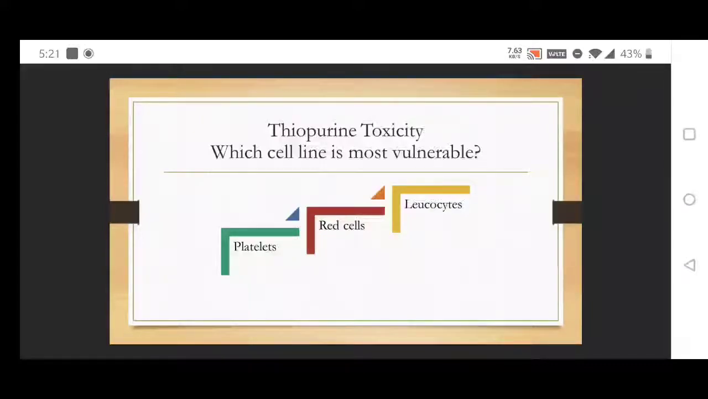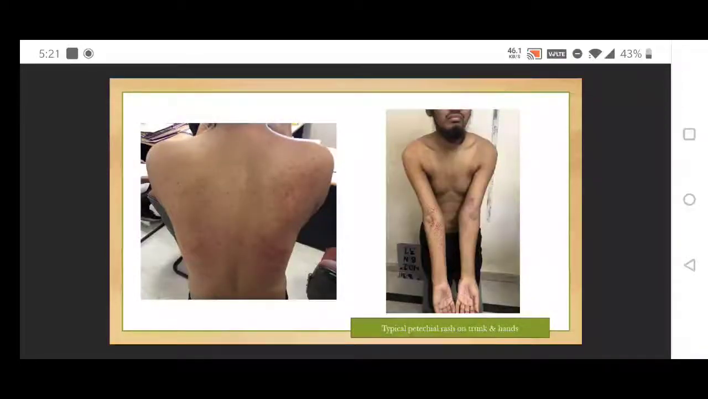As I mentioned, the thiopurines are a difficult child, and another problem that they have is their bone marrow toxicity. So which cell line is most vulnerable? The platelets are the least vulnerable, the leukocytes are the most vulnerable, and the red cells are in between. So we monitor these patients weekly with their blood counts, and if the TLC goes below 4,000, or some people feel below 3,500, then you either need to stop the drug or you need to reduce the drug.